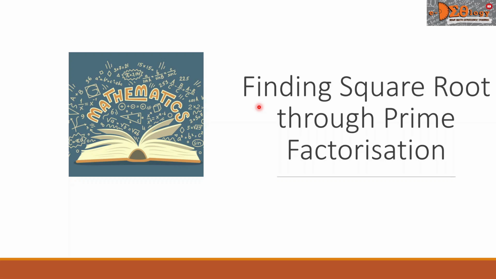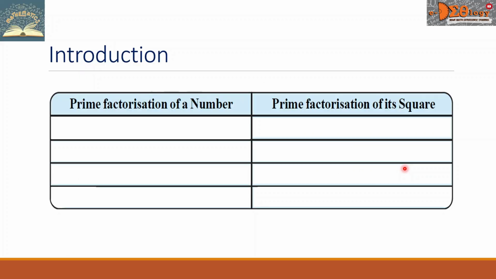Hi everyone. Today we're going to study finding square root through prime factorization. Let us see this table. We have the prime factorization of a number in one column. In the next column, we have the prime factorization of its square.